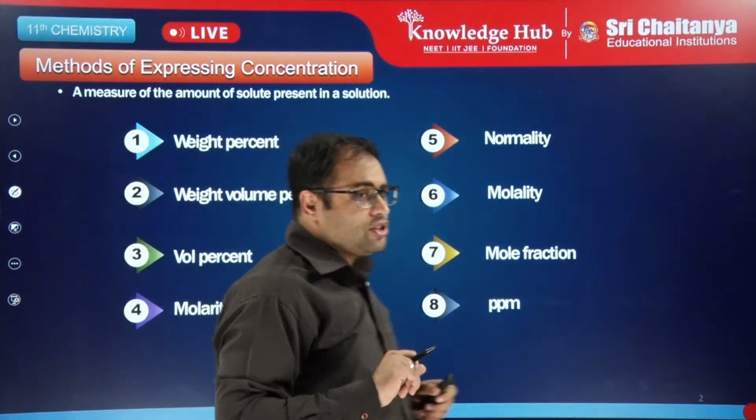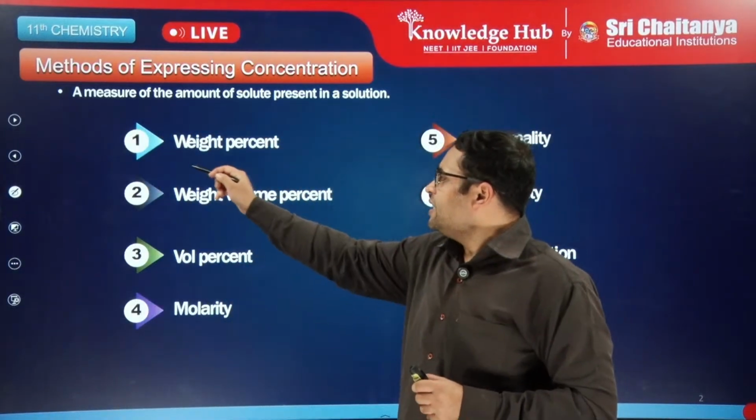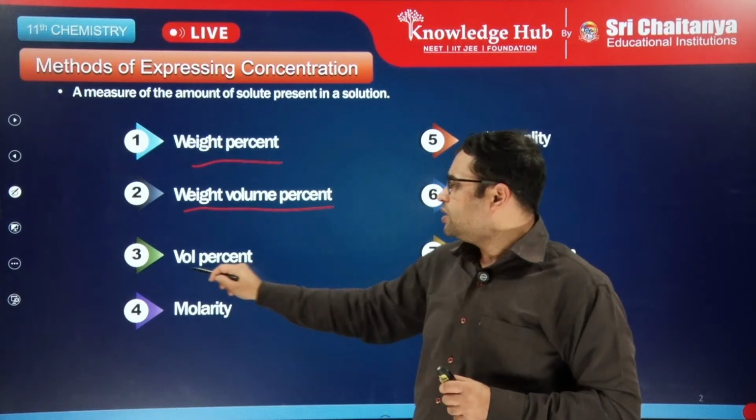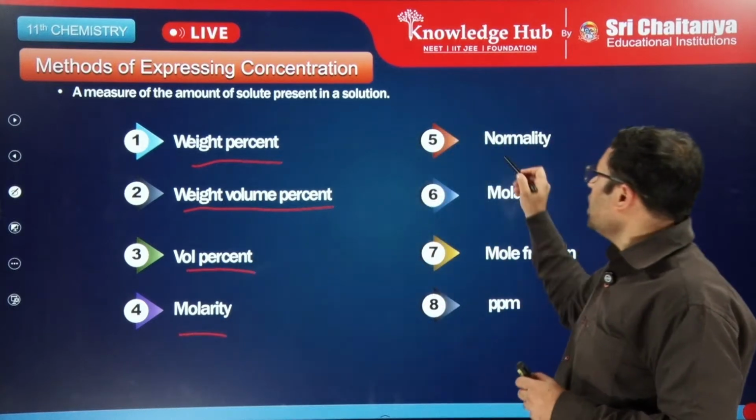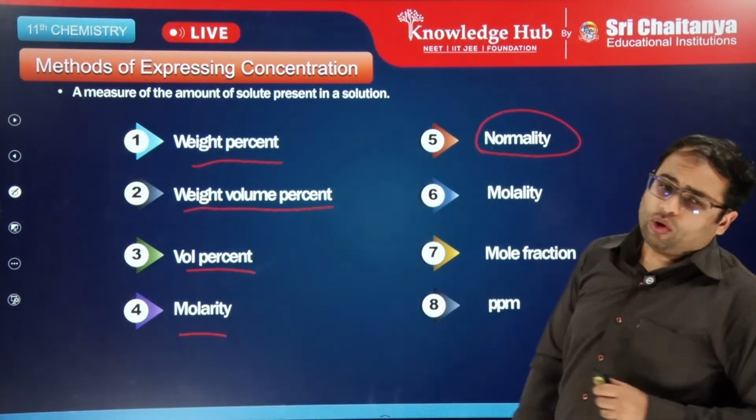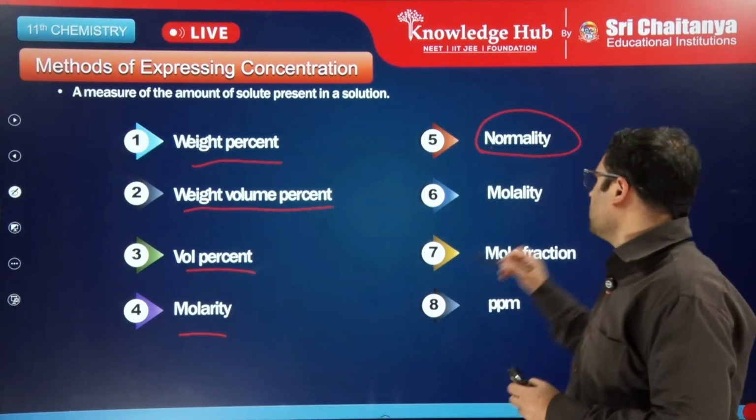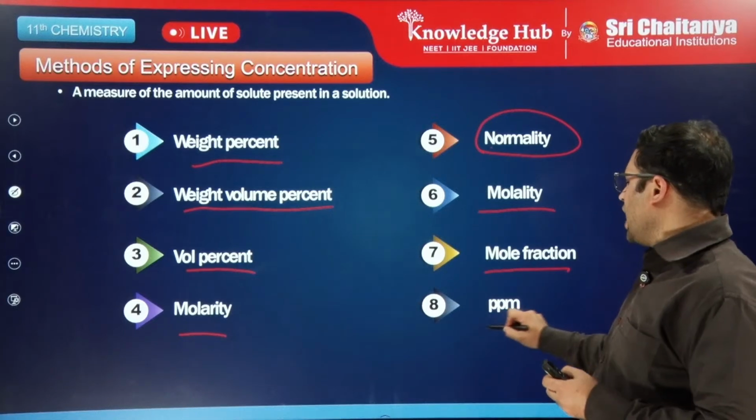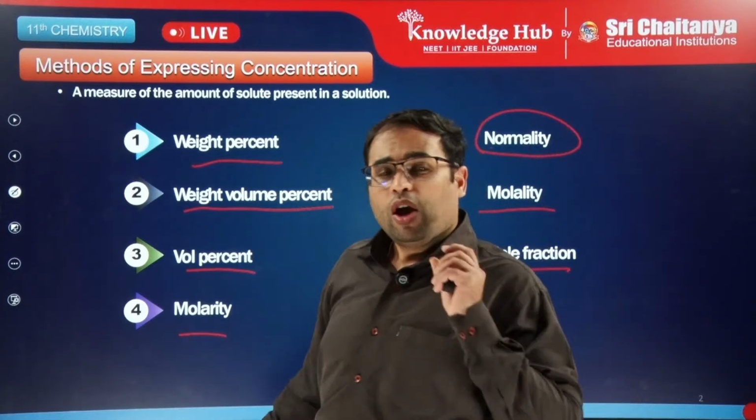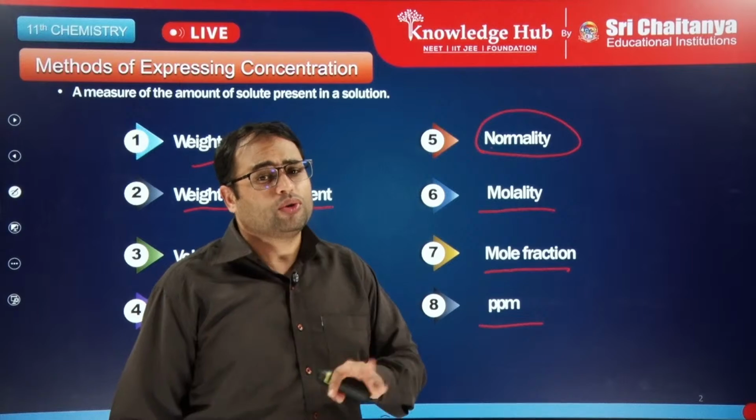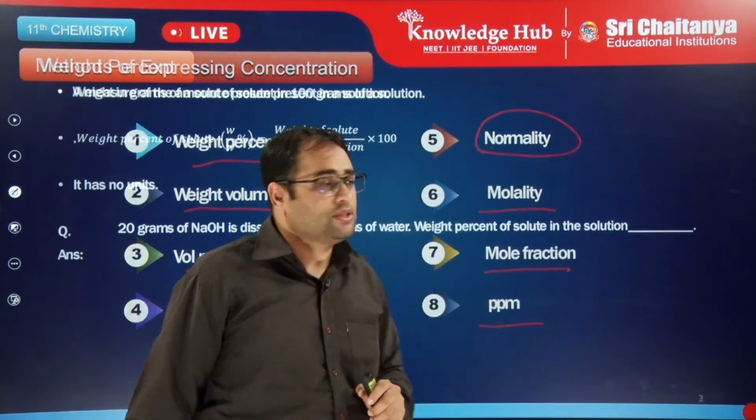Methods of expressing concentration, some of them are weight percentage, weight volume percent, molarity, normality. This particular concentration term we are not going to study now, we will study further in the next chapter. Molality, mole fraction and ppm. One by one in today's session, we are going to discuss each of these terms.